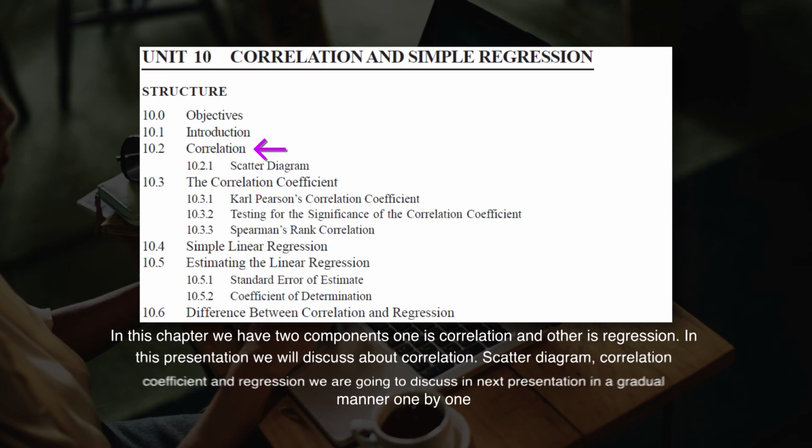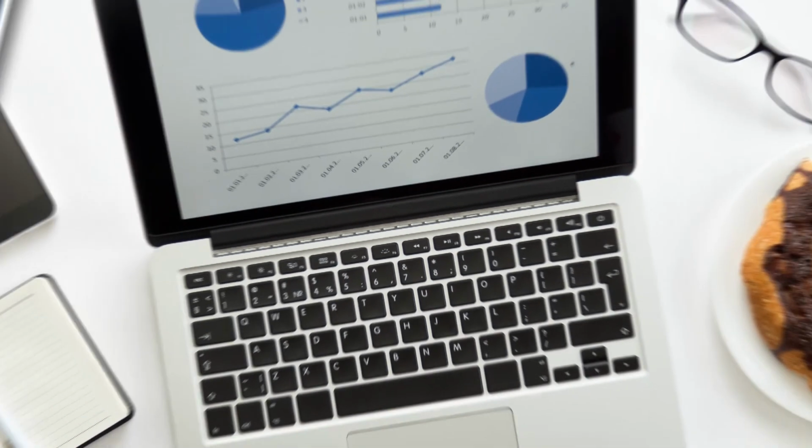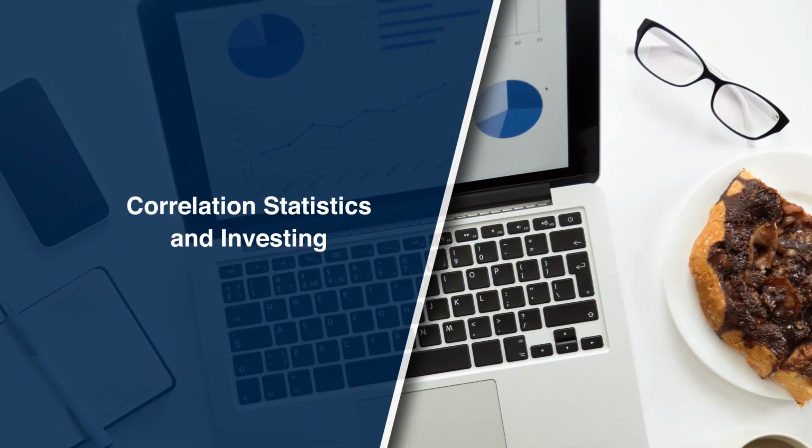In this chapter we have 2 components, one is correlation, the other is regression. As far as this presentation is concerned, we will discuss correlation only. The scatter diagram, correlation coefficient and regression we are going to discuss in the next presentation in a gradual manner, one by one. If we talk more about correlation statistics, as we have already quoted in our previous discussion, correlation is a very important ingredient in statistical analysis.